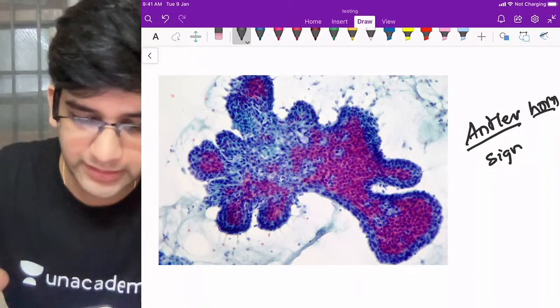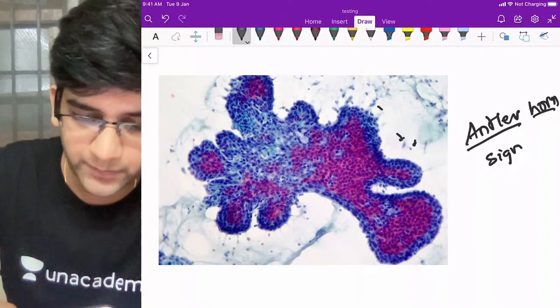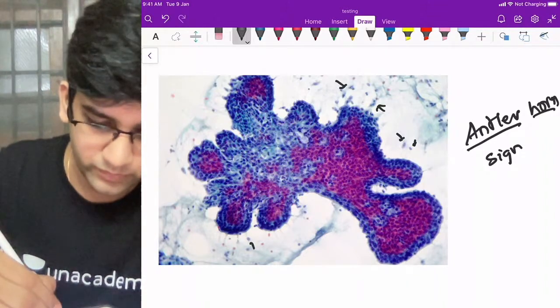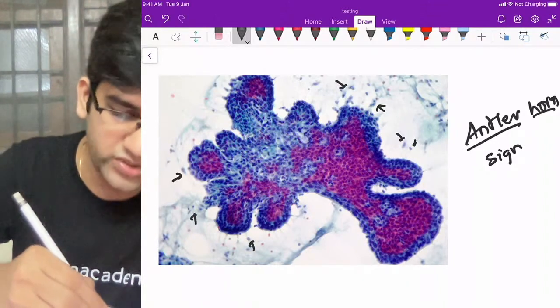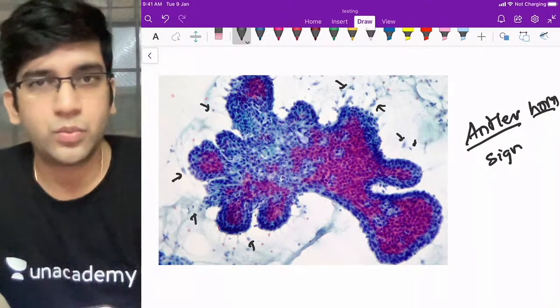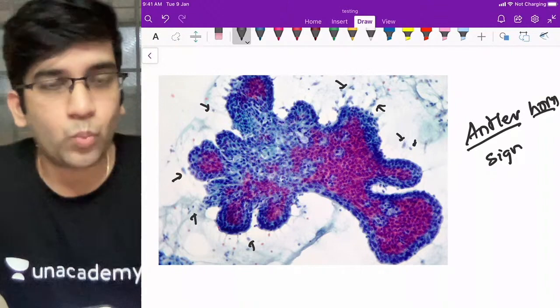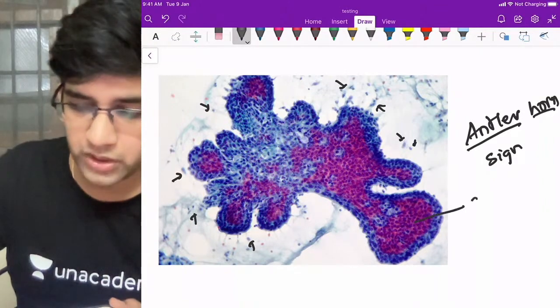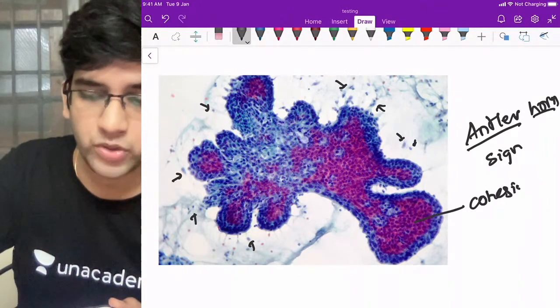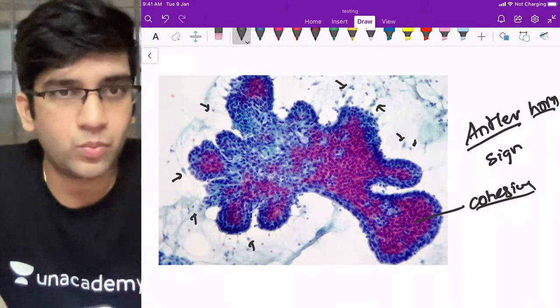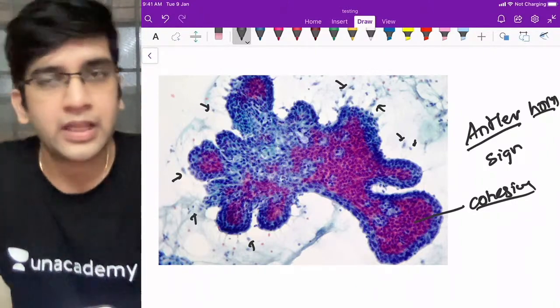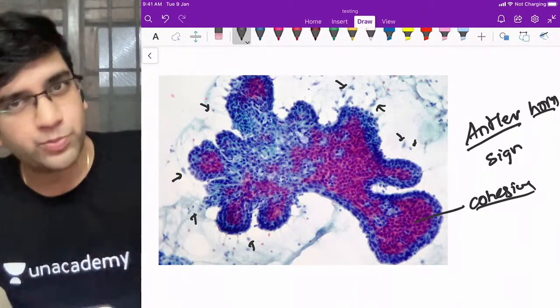Here also, can you see the cells outside? You can see cells outside, right? Free cells. What are these cells? One is cohesive cluster. That's very, very important. It's cohesive. Cohesive cluster is good for me. I'll say it's benign. What cells are seen in the background? I'm pulling out a duct. I'm just pulling out a duct.